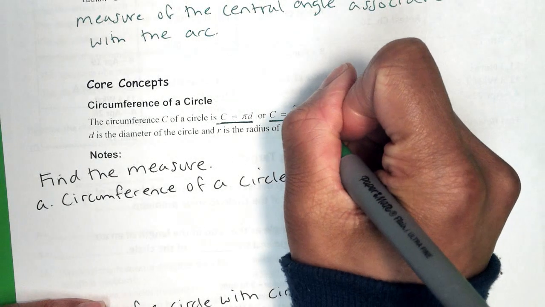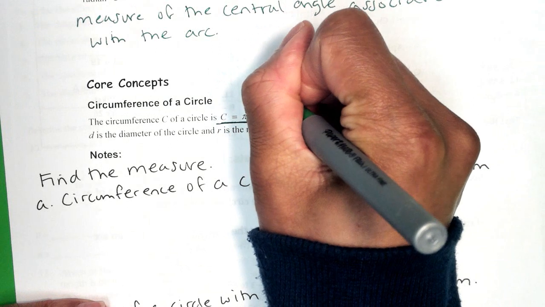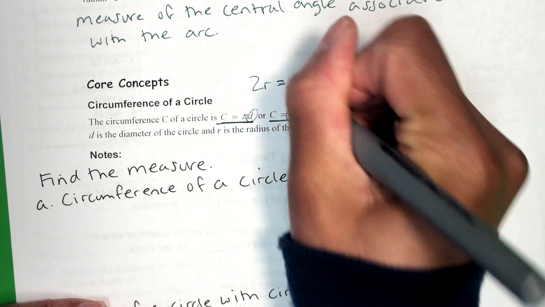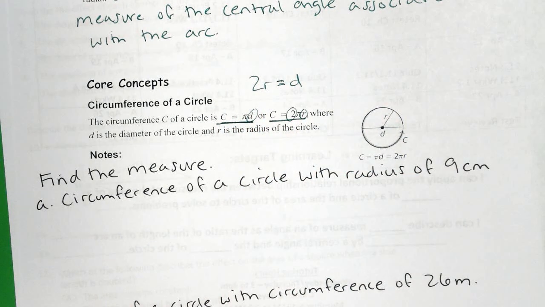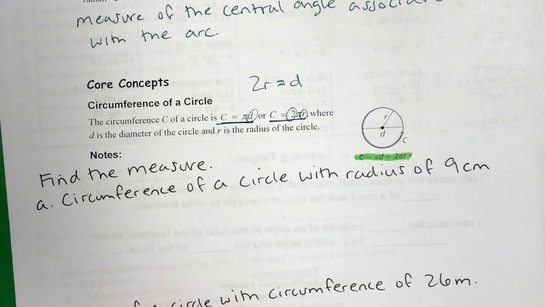So remember, r and d are also related to each other. If I multiply 2 times the radius, I get the diameter. So that's why these can be written in two different ways. If you have a highlighter, please go ahead and highlight or underline that formula that you will need. Circumference equals pi times the diameter, or pi times 2 times the radius.